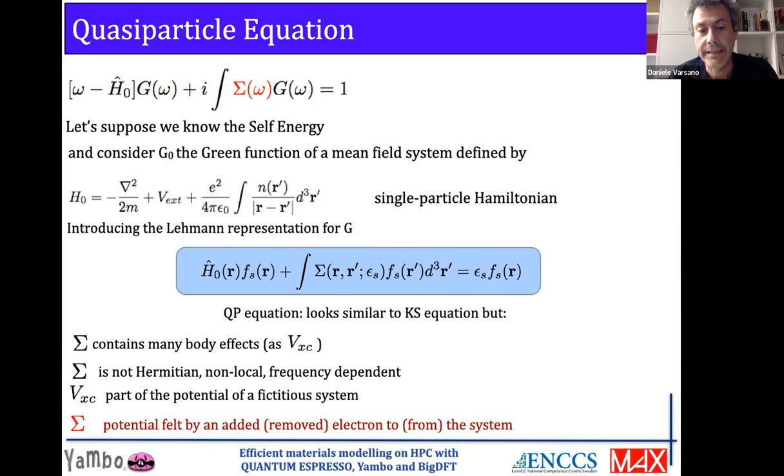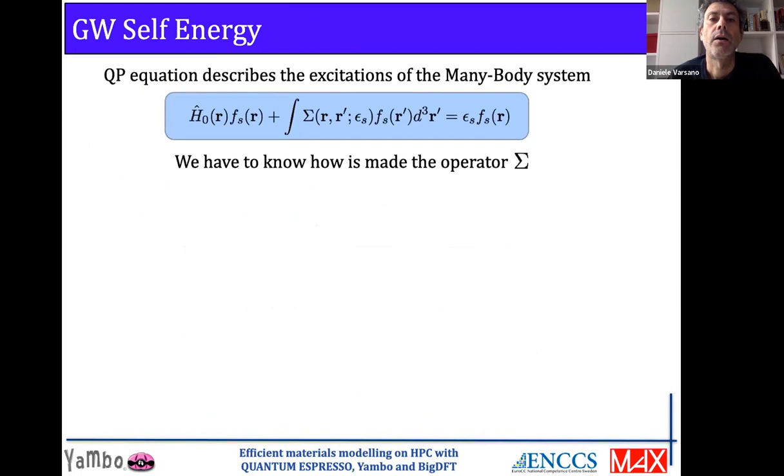A key difference is that while VXC is part of the potential of a fictitious system, the Kohn-Sham system, here we can give an interpretation of the self-energy as the real potential felt by an electron added to or removed from the system. Due to the structure of the equation, the eigenvectors are not orthonormal anymore, and the eigenvalues, our excitation energies, are in general complex. Okay, so we know the equation that we need to solve. We don't know how the self-energy, the main ingredient, is made.